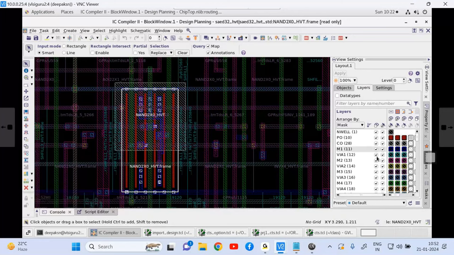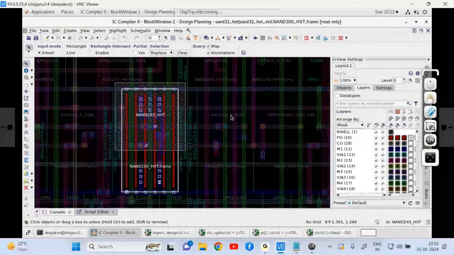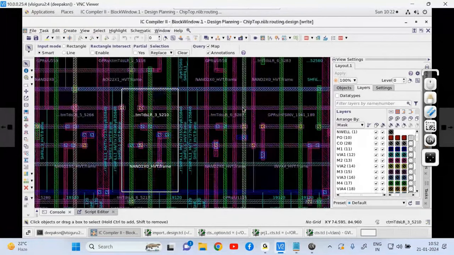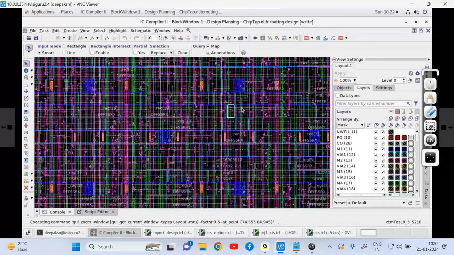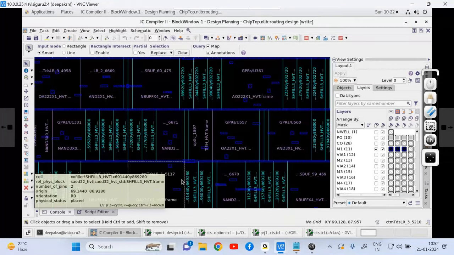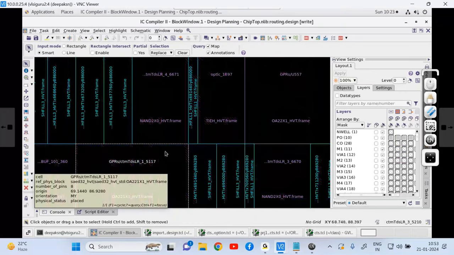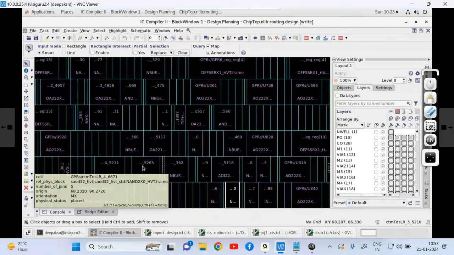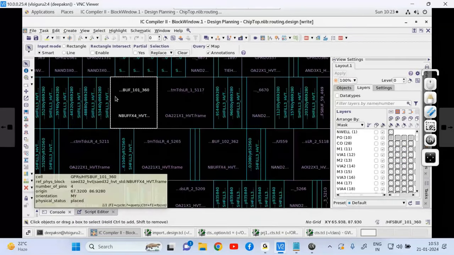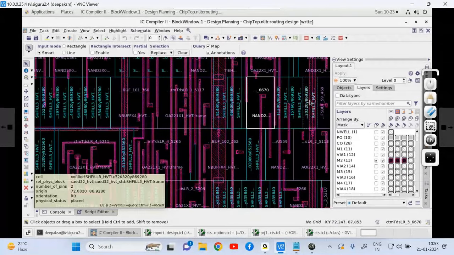Connect them according to the netlist. In the netlist we have connections. This output of an AND gate is connecting to the input of an OR gate. According to the connections, connect through metal layers. That is the main role of physical design engineers. The layout is not clearly visible because we have disabled it, as it will take huge memory. This cell is a buffer, this cell is a NAND gate. Place the cells and connect through metal layers. All these are metal layers.